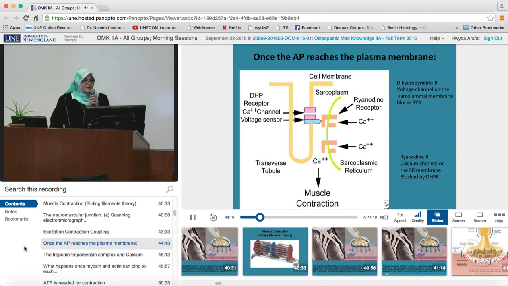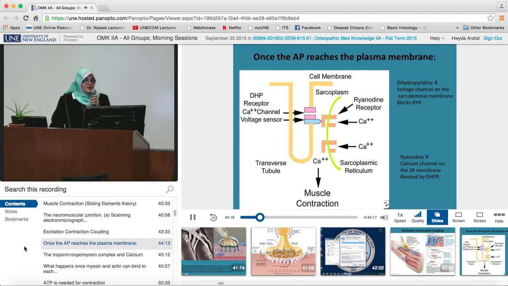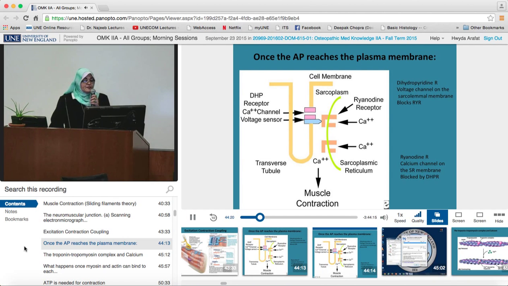If you can imagine that this is the cell membrane, and this is the T tubule here. On each side of it will be the sarcoplasmic reticulum. This is the terminal cisternae. On one side here, this is the DHP receptor or dihydropyridine. It's the voltage channel that blocks this receptor on the sarcoplasmic reticulum, which is what we call the ryanodine receptor. So it is blocked all the time when the muscle is relaxed by this DHP receptor.